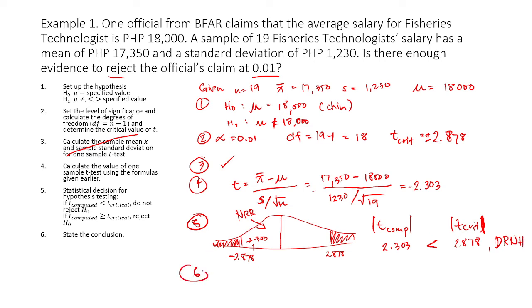So, for the last step, we just need to state the conclusion. So, do not reject the null hypothesis. So, tama tong claim na to. At 0.01, there is not enough evidence to reject the official's claim.